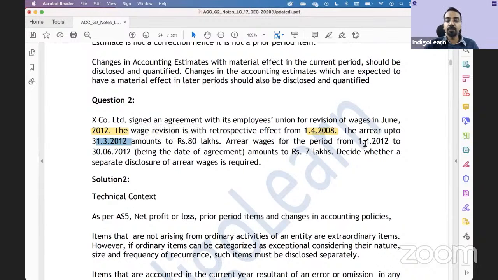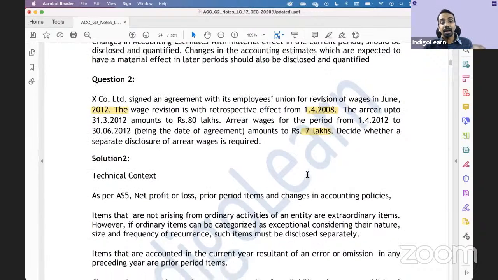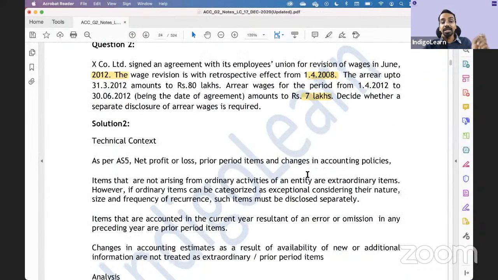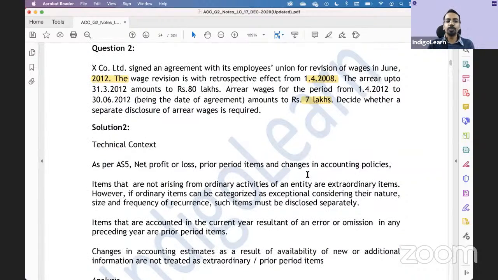Arrear wages for the period 1/4/12 to 30th June amounts to 7 lakhs. Decide whether separate disclosure of arrear of wages is required. Now, what is this? Is this a change in accounting estimate? No. Is this a change in accounting policy? No. There was some settlement which has happened with the employees. It's also not a prior period item, right?